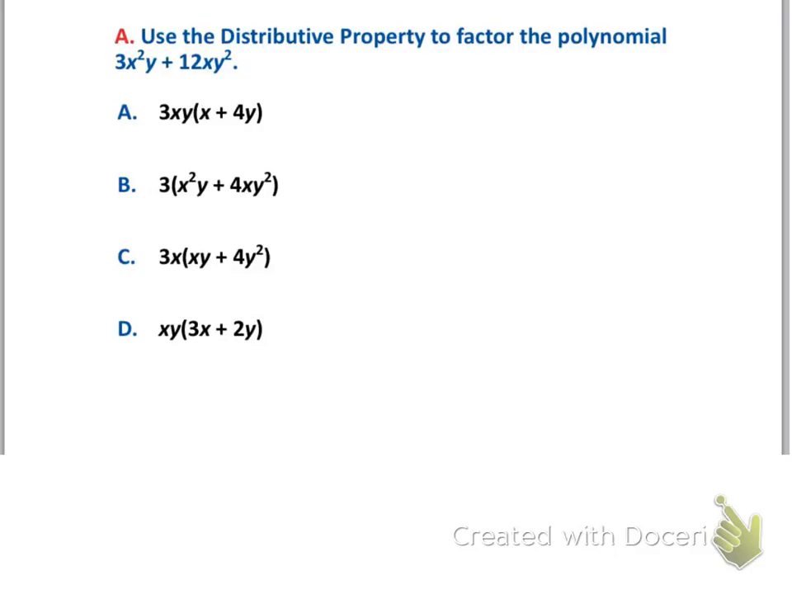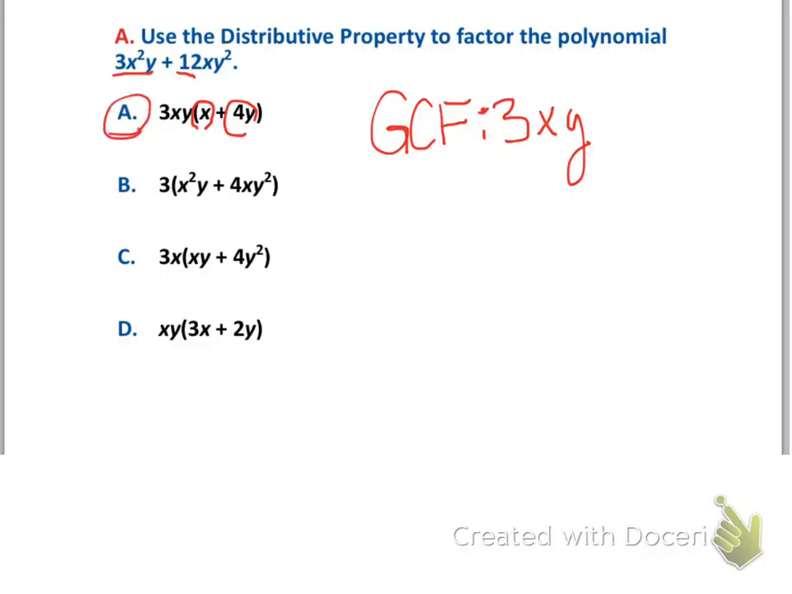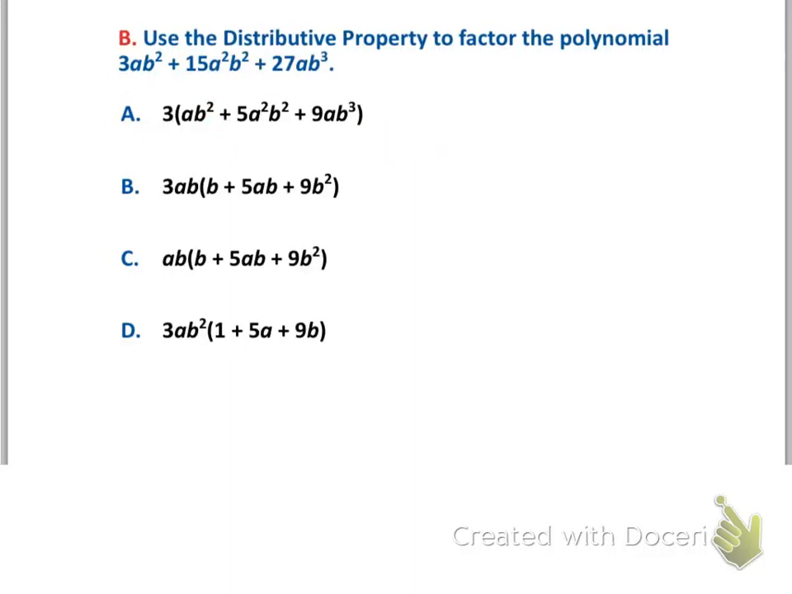Try this one on your own. The GCF is 3xy, and when we divide by 3xy, we get left with just an x, and 12 divided by 3 is 4, and the x's disappear and we're left with just a y. So your correct answer here is A. Try this one by yourself.